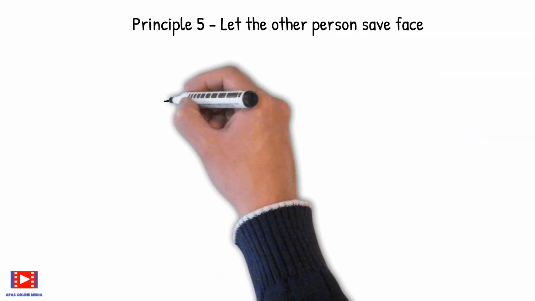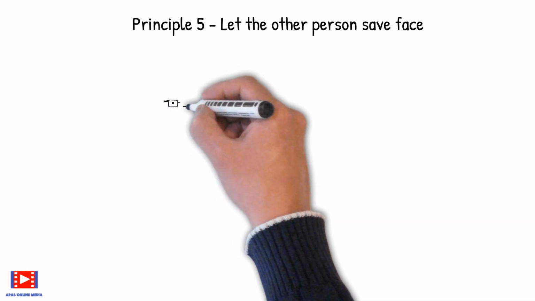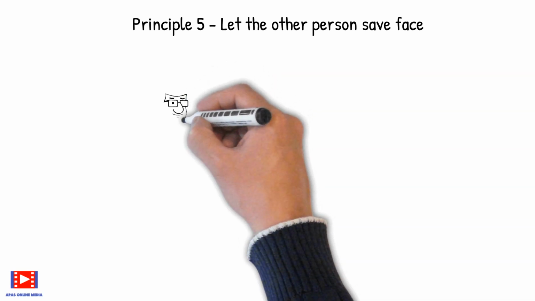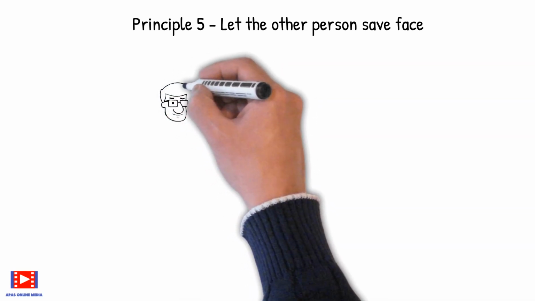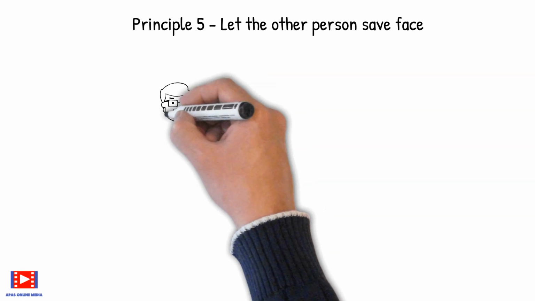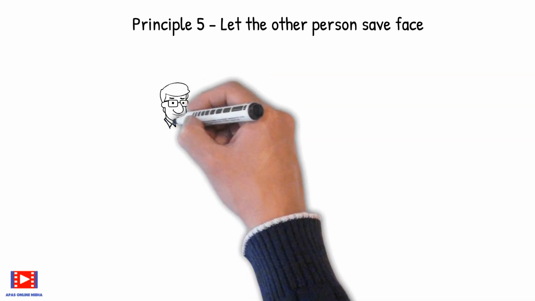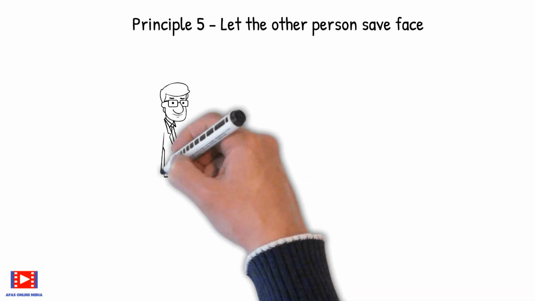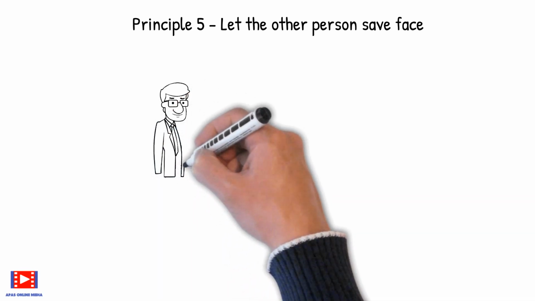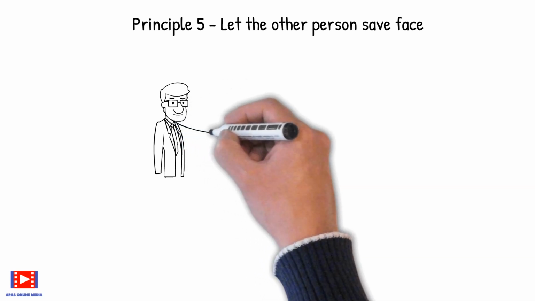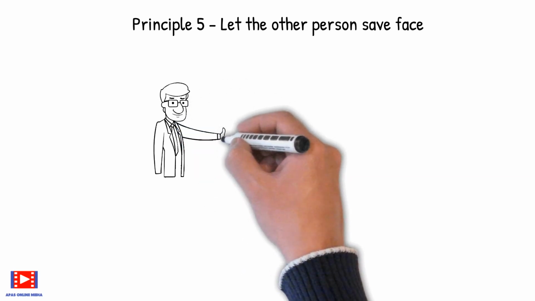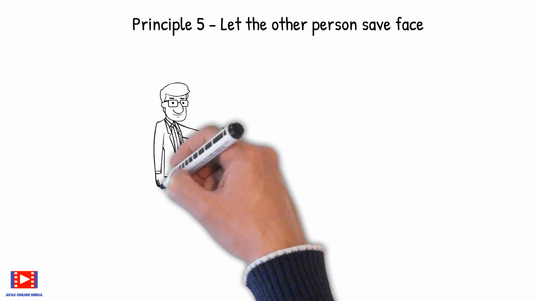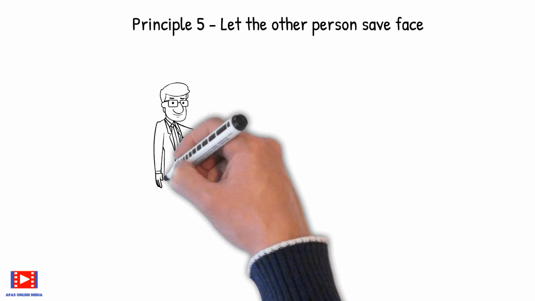Principle 5. Let the other person save face. Letting one save face. How important, how vitally important that is, and how few of us ever stop to think of it. We ride roughshod over the feelings of others, getting our own way, finding fault, issuing threats, criticizing a child or an employee in front of others without even considering the hurt to the other person's pride.